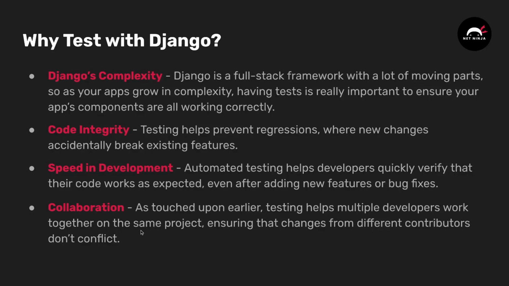And finally, collaboration, and that was touched upon earlier. Testing is going to help multiple developers work together on the same project, and it's going to ensure that changes from different contributors don't conflict. So those are some reasons to test with Django web applications. We're going to move on in the next video, and we're going to look at the unittest module in the Python standard library. And that module provides the foundation for Django's own testing utilities. So we're going to take a quick look at unittest before we move on to the Django specific parts of this course.